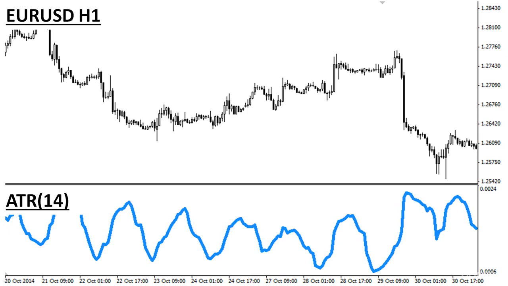So there's lots of indicators on the forex market. They're all constructed differently. Have a look around. You'll definitely find some that you like, some that you don't like.